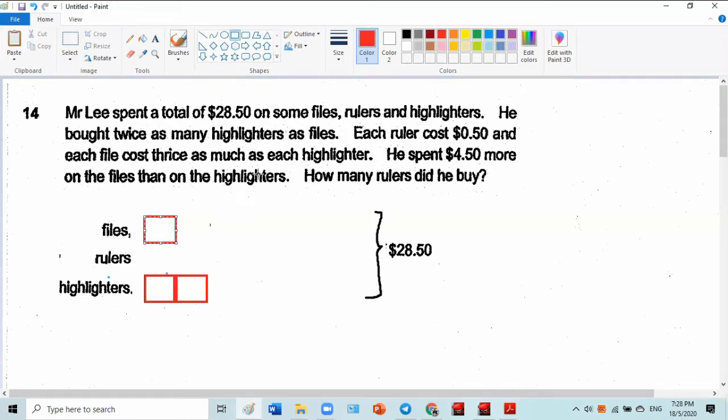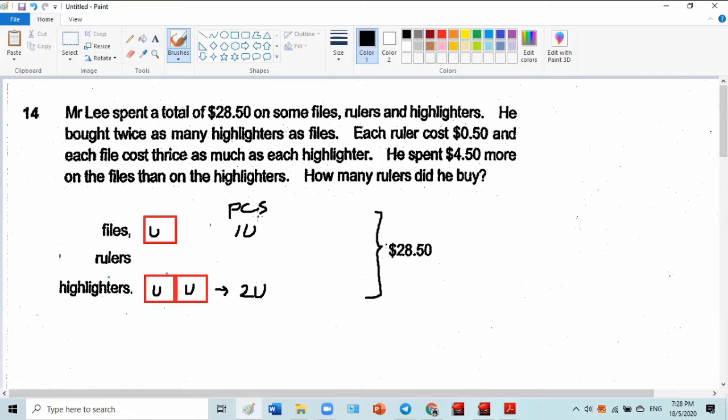He bought twice as many highlighters as files. So for files, I call it a unit. Can you tell me in terms of pieces, not money, how many units he bought? In terms of pieces, the highlighters are two units, right? If the unit is 10, then 20. If the unit is 100, then this is 2 times 100, but I don't know the unit.